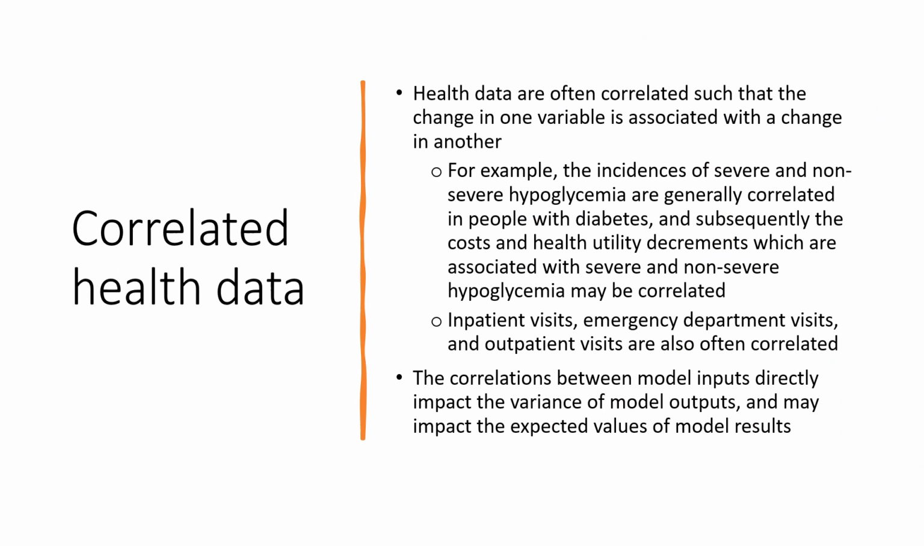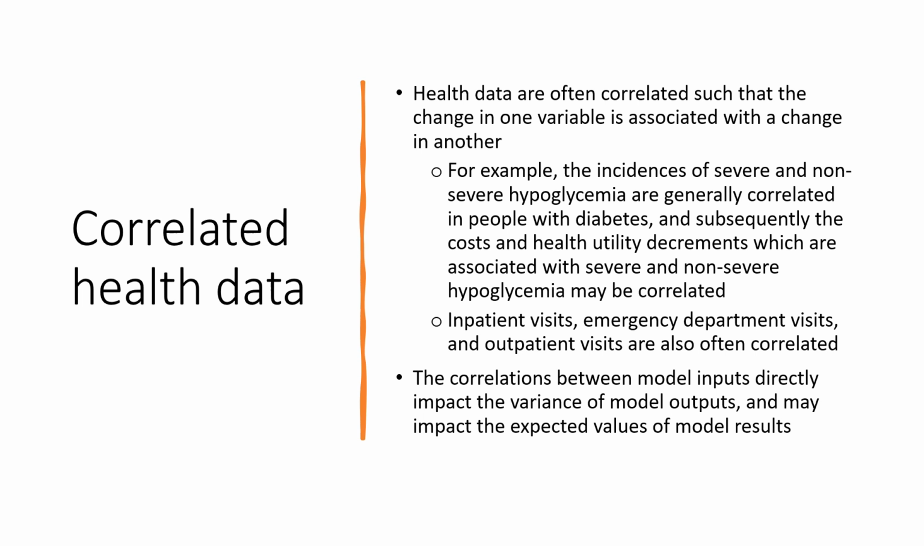Health data are often correlated such that the change in one variable is associated with a change in another. For example, the incidences of severe and non-severe hypoglycemia are generally correlated in people with diabetes, and subsequently the costs and health utility decrements which are associated with severe and non-severe hypoglycemia may be correlated, too.